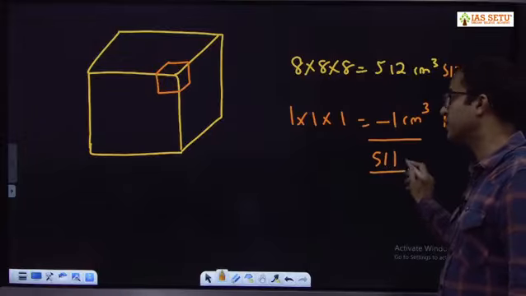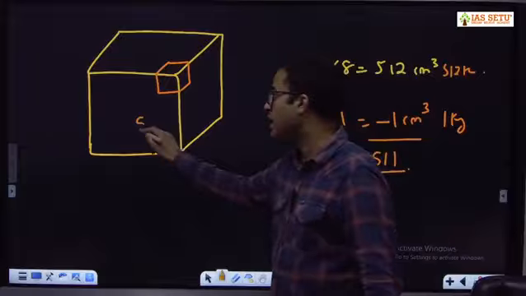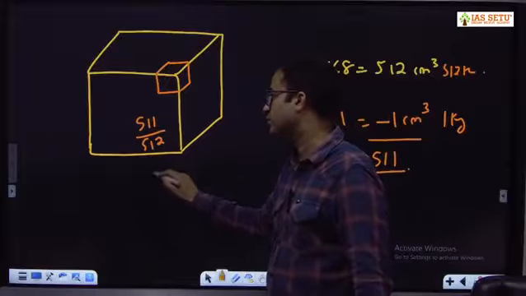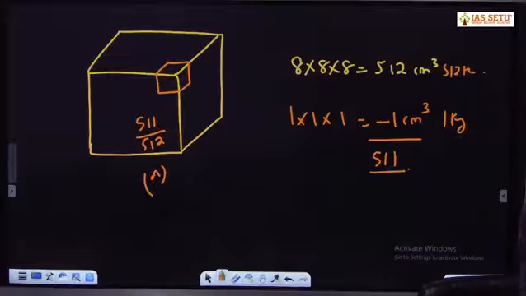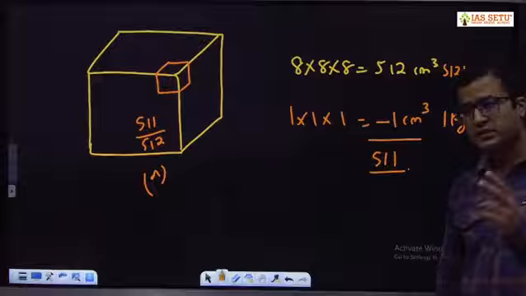So what is the remaining portion? 511 as compared to original 512. So your answer is D. So remaining portion is 511 kg weight if the original cube has 512 kg weight. Let us try two questions.